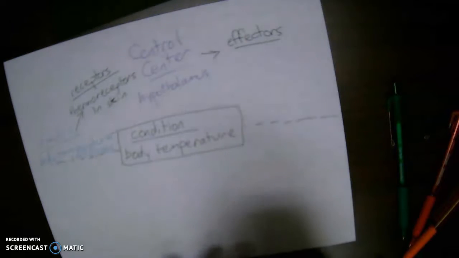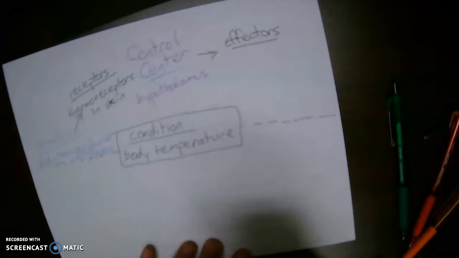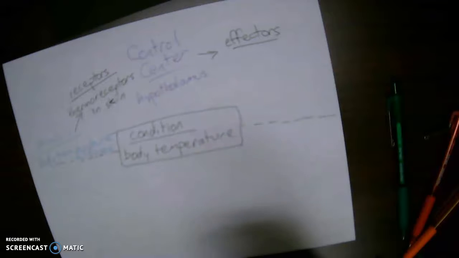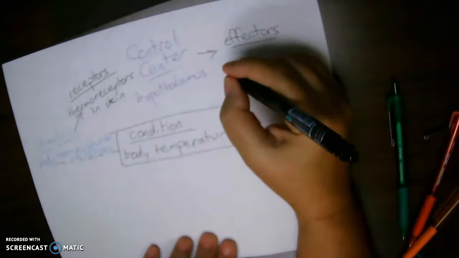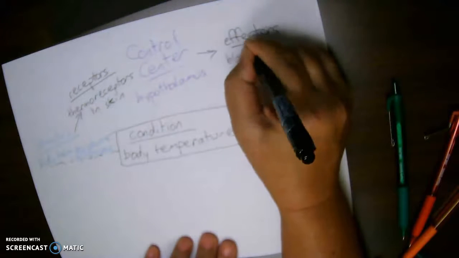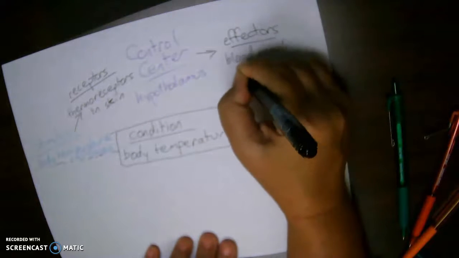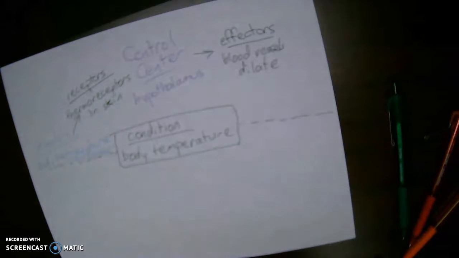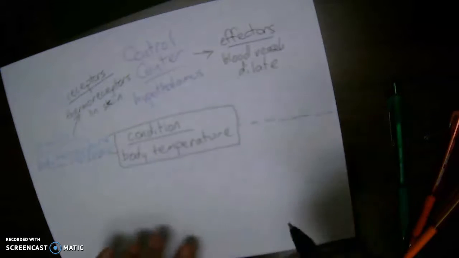So the effectors in this case are going to be blood vessels. Blood vessels in your skin and your sweat glands are going to dilate. I don't think it uses that term, but blood vessels dilate so that the blood can flow. Dilate means they expand or increase. So the blood can more easily flow and basically take the heat away to the surface of your skin where it can dissipate into the atmosphere. So your blood vessels are going to dilate.